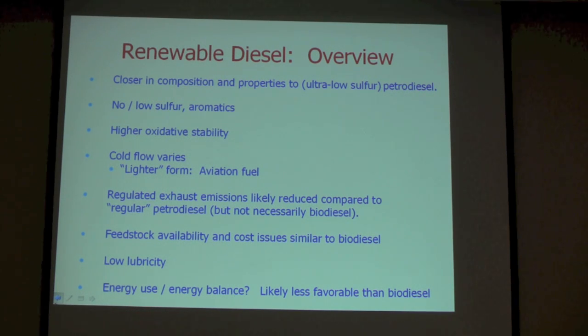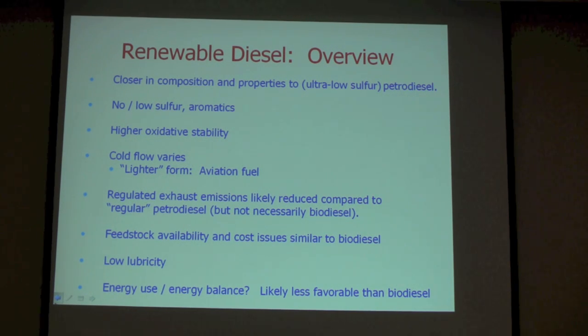Obviously, in a lighter form, it would be of interest in aviation fuel because jet fuel is essentially just a lighter form of petroleum diesel fuel. The regulated exhaust emissions are likely reduced compared to regular petrodiesel, but not necessarily biodiesel. Actually, I point out the slides we had where we were comparing, for example, some fatty esters to hexadecane and dodecane. So that gives you some idea of how maybe renewable diesel might fare in terms of regulated exhaust emissions. Feedstock availability and cost issues are probably similar to biodiesel since it's essentially made from the same stuff.